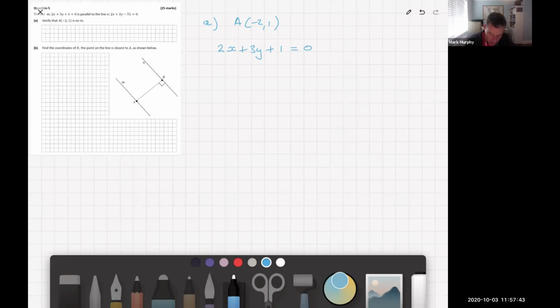So we just fill in the values. That becomes 2 times minus 2 plus 3 times 1 plus 1. What does that equal? Minus 4 plus 3 plus 1 equals 0. Here we see it's on m. Okay, that's part A. Part B is a little bit more complicated, but not that much.